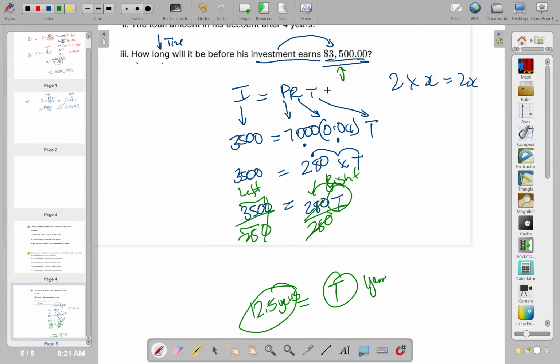Good job, Shaniqua. Yeah? So I hope it makes a lot of sense. Welcome to the new version of simple interest. You can use this version if you want to. You don't have to use a PRT over 100. Just make sure that the rate, though, is expressed in decimal. Yeah? So I hope that makes a lot of sense. All right? Let's go to the next one.